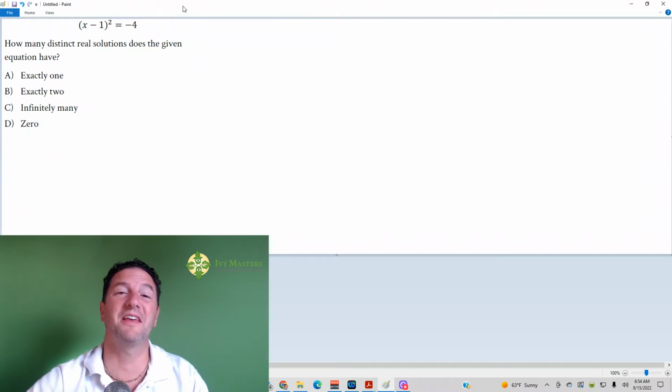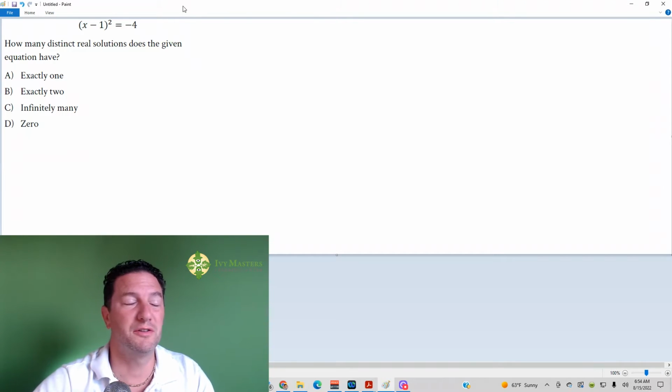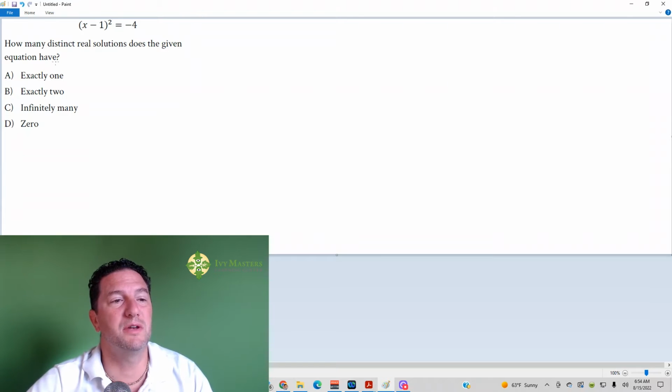And today we're going to look at the 9th sample question from this new digital released SAT. Number 9 reads, how many distinct real solutions does a given equation have?